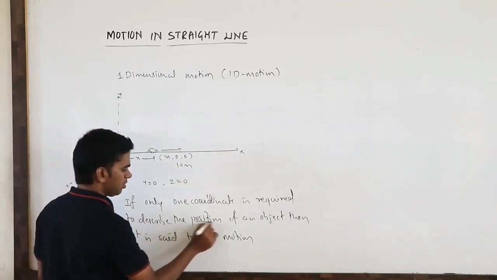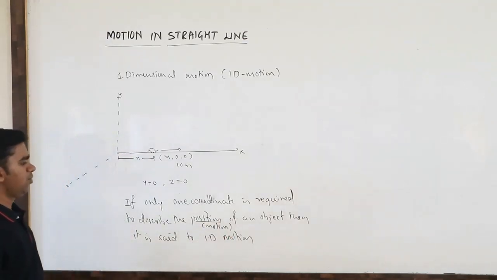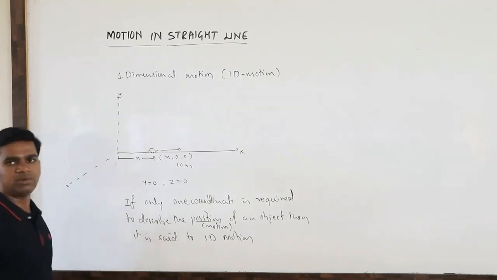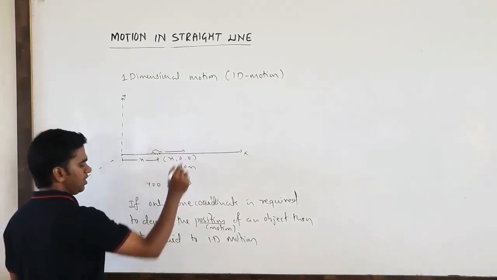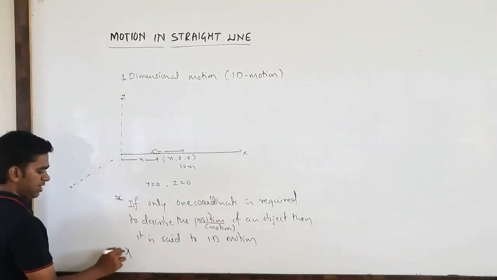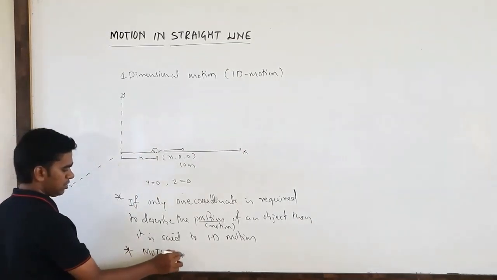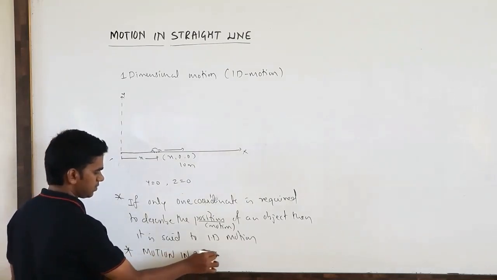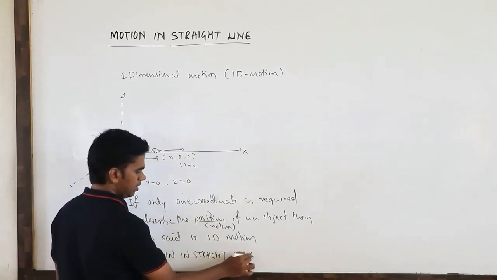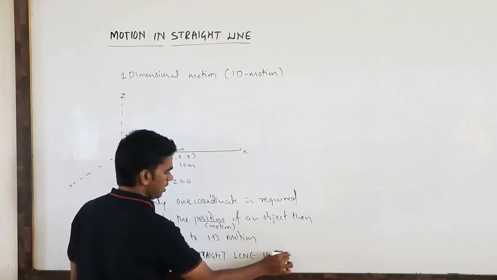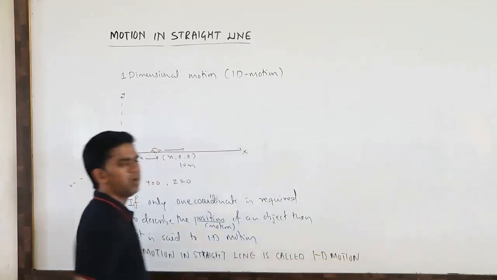You can write it as position also, or you can write it as motion also. So that type of motion is called one-dimensional motion. Or if it is moving in only one direction, you can call it straight line motion. So if you don't want this definition, you can write that definition also: motion in a straight line is called one-dimensional motion.